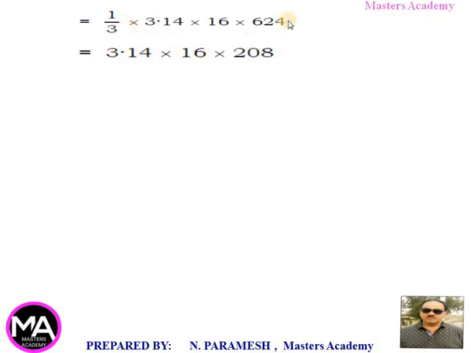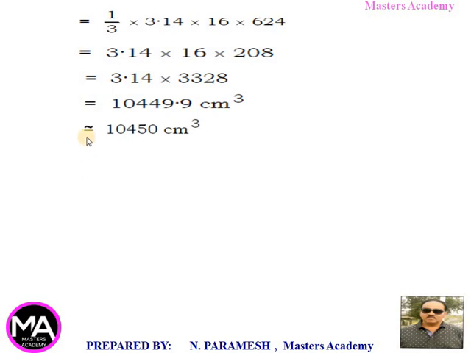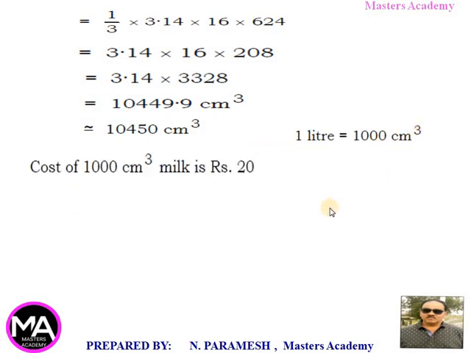3.14 into 16 into 208. 624 divided by 3 is 208, which is equal to 3.14 into 208 into 16, is 3328, which is equal to 10,449.9 centimeter cube. That is approximately equal to 10,450 centimeter cube. 1 liter is equal to 1000 centimeter cube.